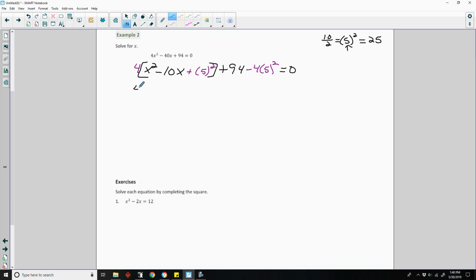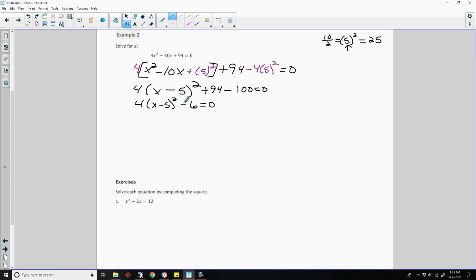Okay, so now I have 4 parentheses x minus 5 squared. This sign right here is always going to match here because a negative times a negative is positive here. So I have 4 times x minus 5 quantity squared will give me this. I have a plus 94 minus 5 squared is 25 times 4 is 100 equals 0. And then I'm simplifying that. Oops. So it's 4 parentheses x minus 5 quantity squared, and 94 minus 100 is minus 6. Okay.